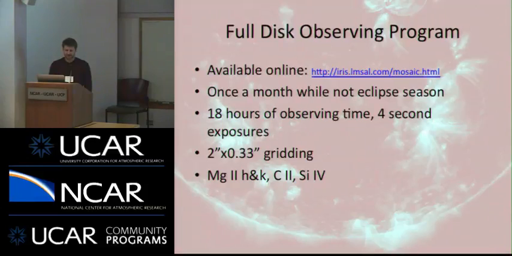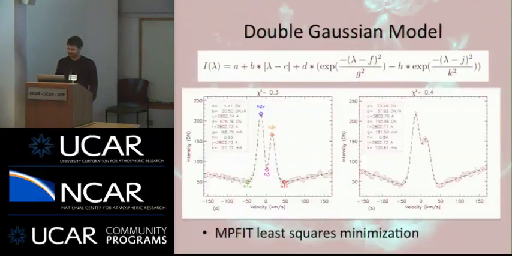We have something like 2 arc second spatial steps between rasters and a third of an arc second gridding in the solar Y direction. So we are able to capture fine scale structure with these, although we are somewhat coarse in the X direction. These are 4-second exposures, and we have maps in both magnesium 2 lines, the carbon 2 and the silicon 4. I'll be talking just about the magnesium 2H, but forthcoming work in the other lines is on the way.